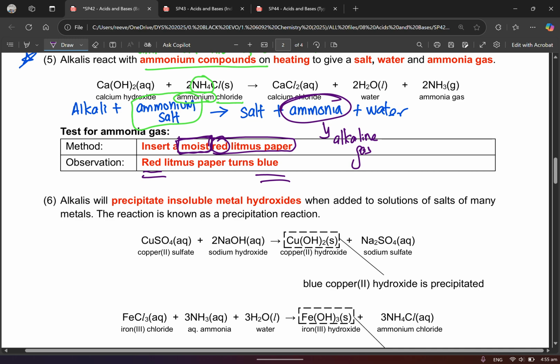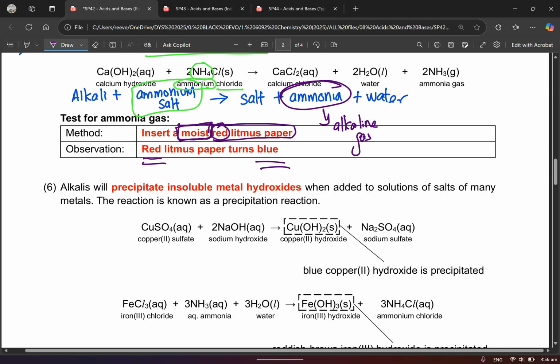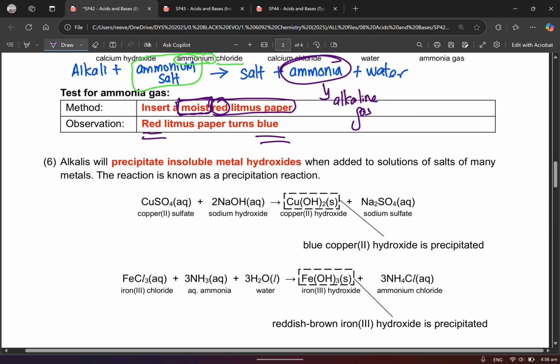There must be water on it. So when the gas touches the red litmus paper, it will dissolve in the water. Then when it dissolves, it will trigger the formation of OH minus ion. And when there's an OH minus ion present, then it will trigger your color from red to blue. So after saying so much, to summarize, the word moist must be there. If it's a dry or normal red litmus paper, there will be no change in color. Even though it's an alkaline gas, no color will change.